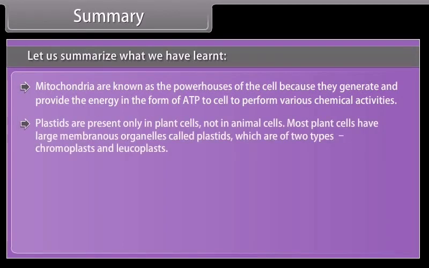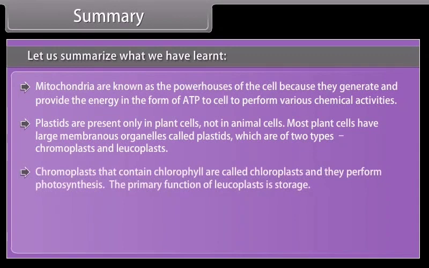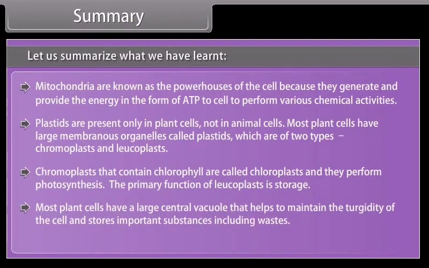Plastids are present only in plant cells, not in animal cells. Most plant cells have large membranous organelles called plastids, which are of two types: chromoplasts and leucoplasts. Chromoplasts that contain chlorophyll are called chloroplasts, and they perform photosynthesis. The primary function of leucoplasts is storage. Most plant cells have a large central vacuole that helps to maintain the turgidity of the cell and stores important substances including wastes.